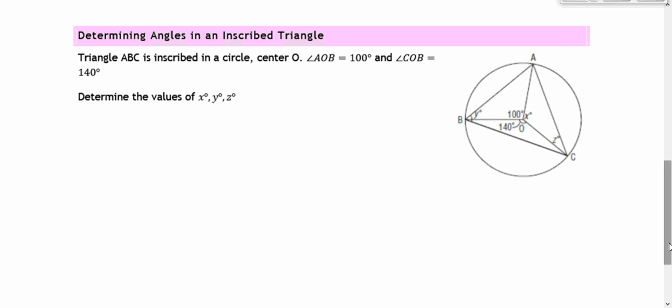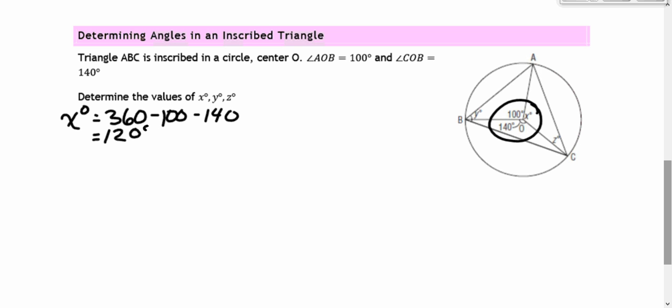Determining the angles in an inscribed triangle. Oh, this one will be interesting. So the first thing that I want to deal with is right here. That is a circle. The value of the amount of degrees that is in a circle is 360. So if we're dealing with x degrees, it equals 360 minus 100 minus 140 to give us 120 degrees. Done.